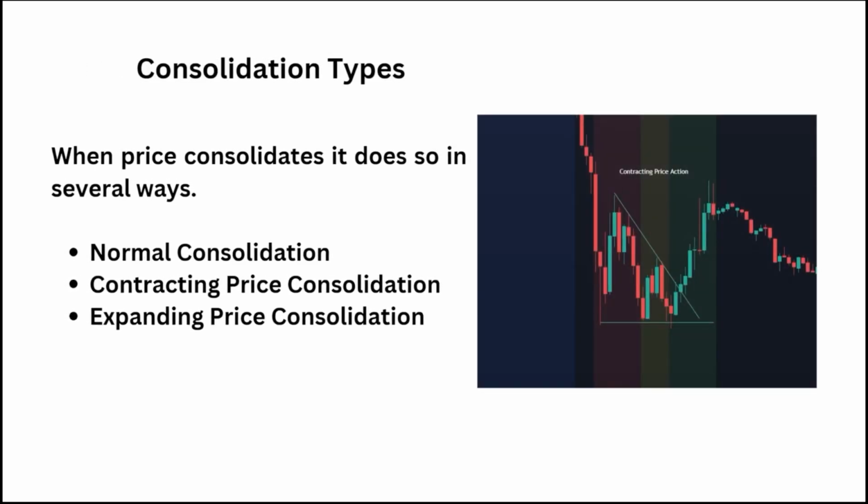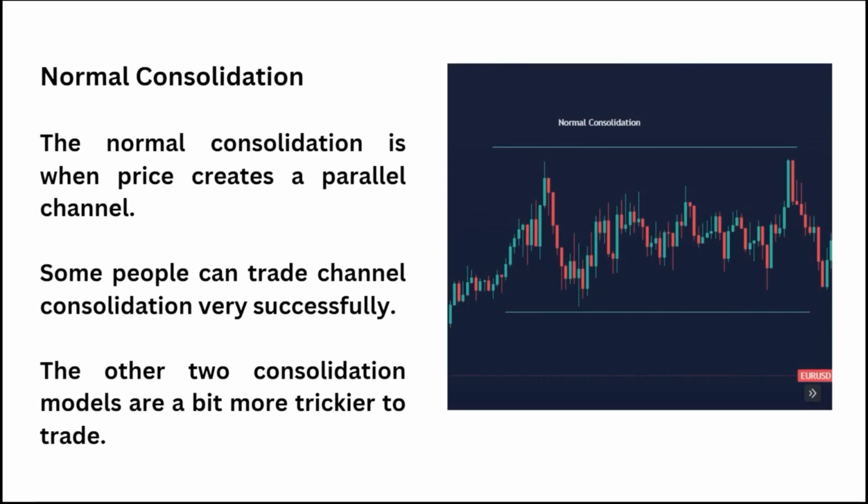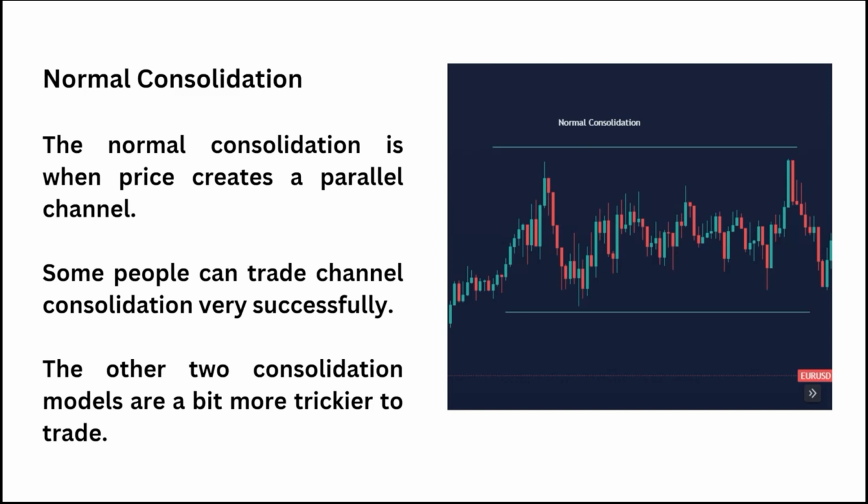Consolidation types. When price consolidates, it does so in several ways: normal consolidation, contracting price consolidation, and expanding price consolidation. Normal consolidation is when price creates a parallel channel. Some people can trade these channel consolidations very successfully. The other two consolidation models are a bit more tricky to trade.